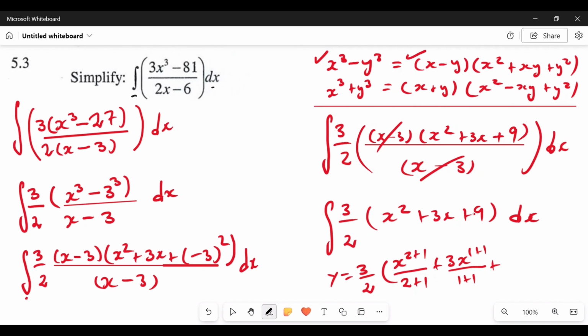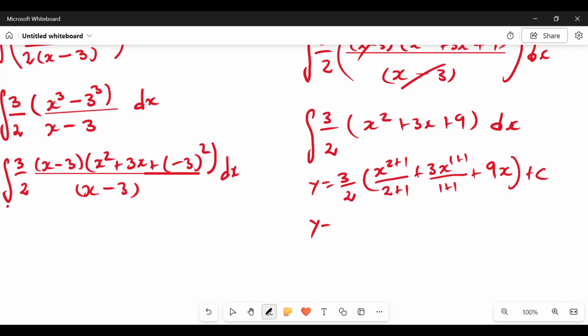Guys, 9 is a constant. When it's like this, we just multiply by the variable that we are integrating with respect to. So we can say 9 multiplied by x. Then we close bracket. Right. Let us not forget plus c. Right. Let me create more space.